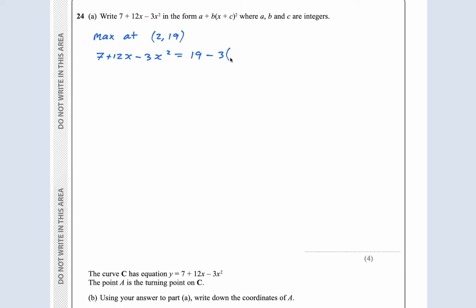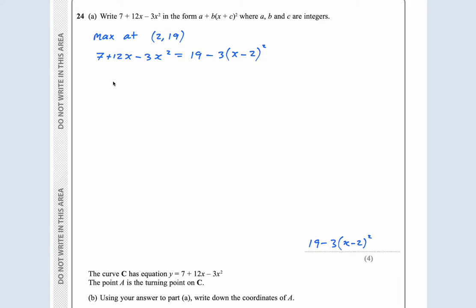And then the c will be the negative version of this. The reason for that is because what value can you put in here to maximize this whole thing? Well, it's 2, because this would all become 0, and then you'd be left with 19. Now, I know that's slightly confusing, but that's a nice, easy way to do it. So that's the answer, 19 minus 3x minus 2 squared. Now, for those of you who don't have that calculator and or would like to know a more algebraic method, let me show you right now.